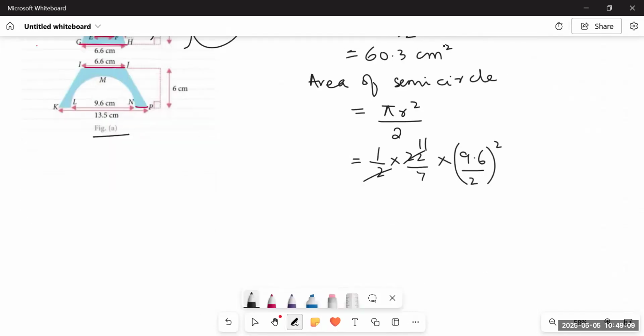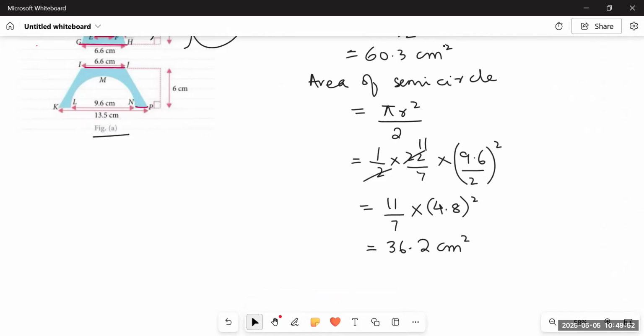Now we will simplify it. 2 ones are 2, 2 11s are 22. So we have 11 upon 7 multiplied by, first we are going to find the half of 9.6, that is 4.8. Then we will find the square of 4.8. So 4.8 multiplied by 4.8 is equal to 23.04. Now we will multiply 23.04 with 11. It's 253.44. And then we will divide it by 7. So the answer is 36.2. It means the area of the semicircle would be 36.2 centimeter square.